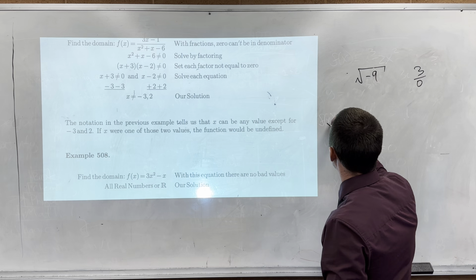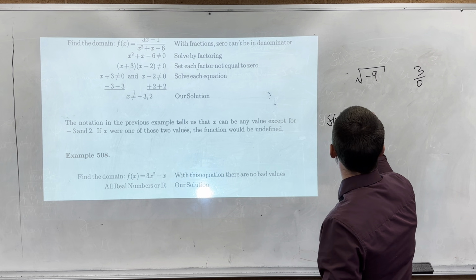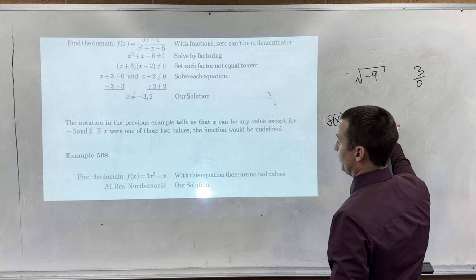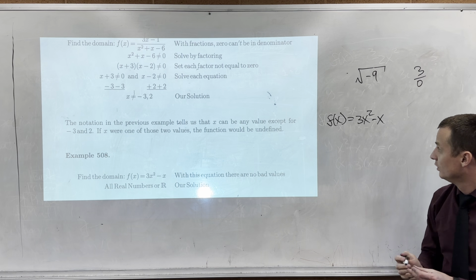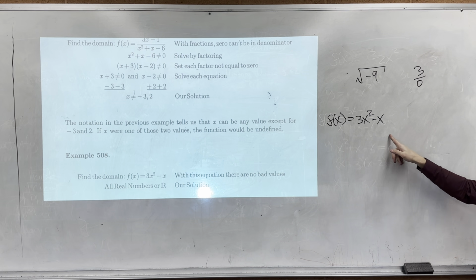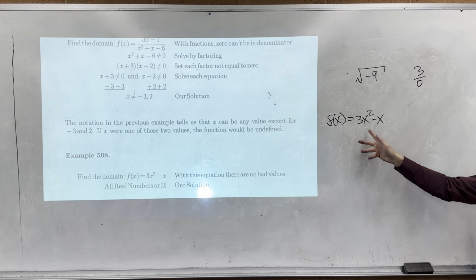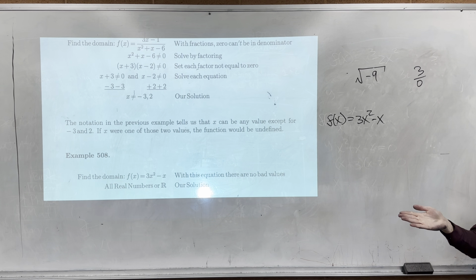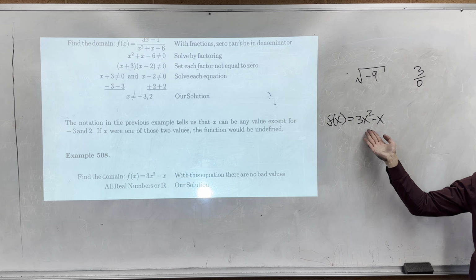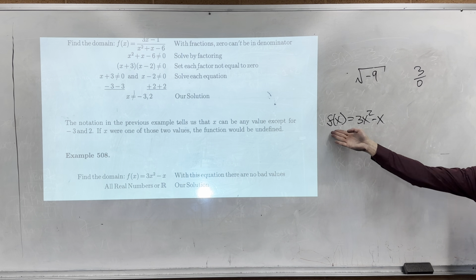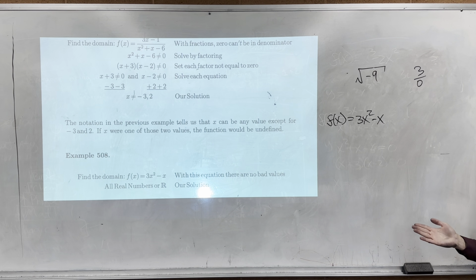So this time we got our function f of x is equal to 3x squared minus x. Are we ever dividing by a number? No. There's no division in it. So we don't have to worry about accidentally dividing by 0. Pick any x you want, we're not going to accidentally divide by 0. We may be multiplying by 0, that's perfectly fine. But there's no way that we can divide by 0 with this function.